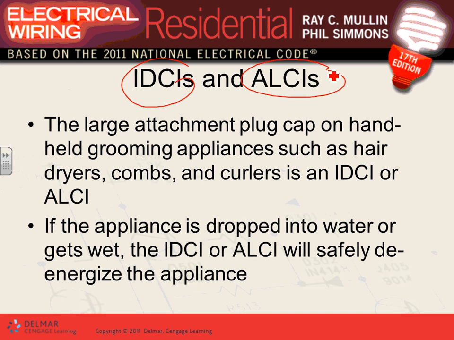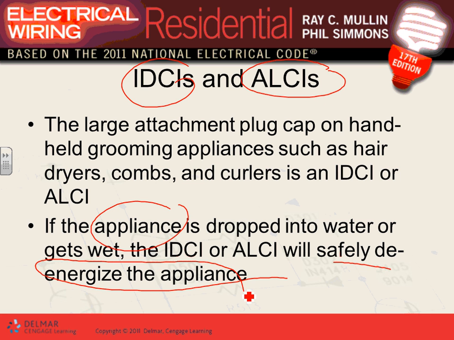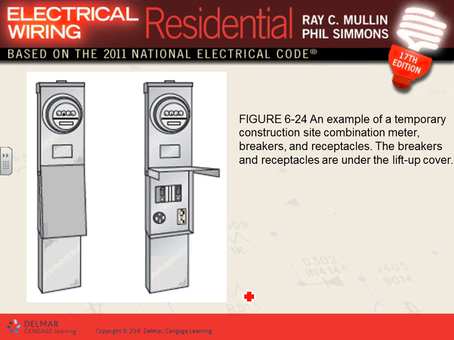So these are the appliances. If you drop one into the water or it gets wet, the IDCI or the ALCI will safely de-energize it so you don't get electrocuted. This is a protection for appliances. Good examples are hair dryers, combs, curlers, and so forth.